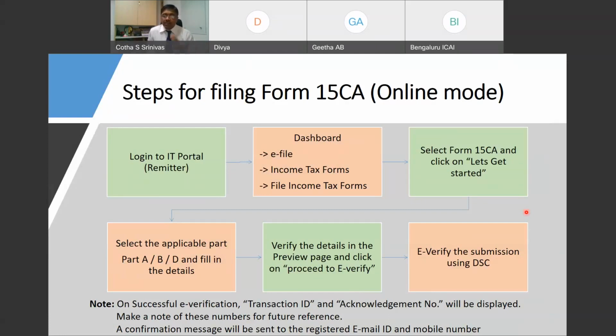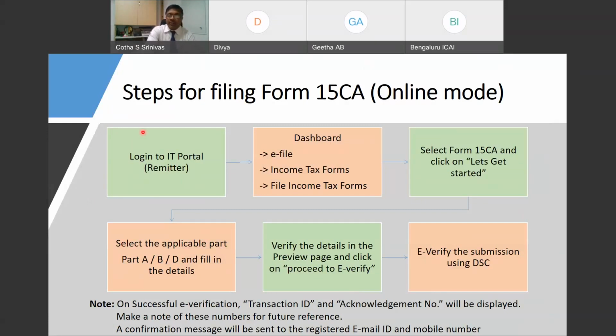Even 15CA we generate manually, and with both signed we give them to the bankers and they are remitting. So what are the procedures? Let us see. When this portal becomes active and you can keep generating Form 15CA and 15CB, these are the steps that you have to use.